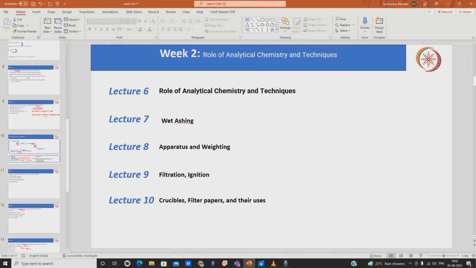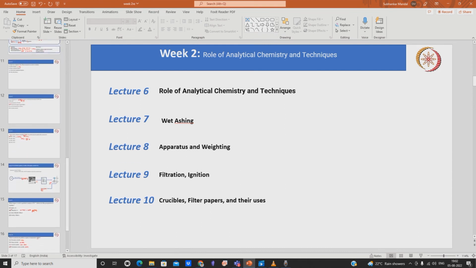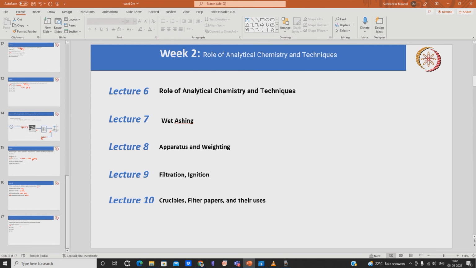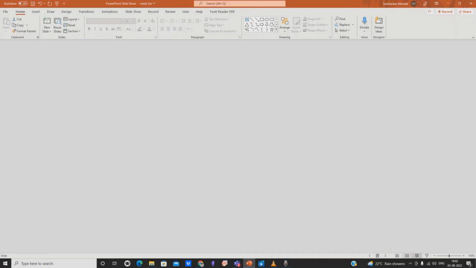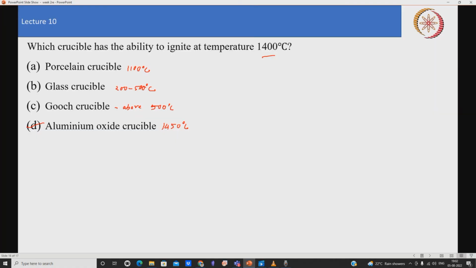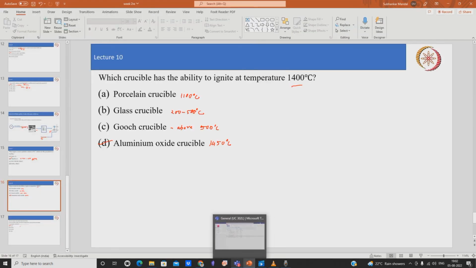Above 500 degrees Celsius, that does not mean that you can use it for very high temperature. Maybe you can go up to 600 degrees Celsius or something. I think I should mention this.